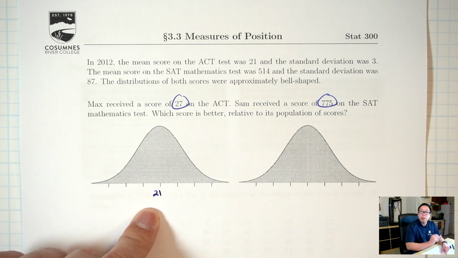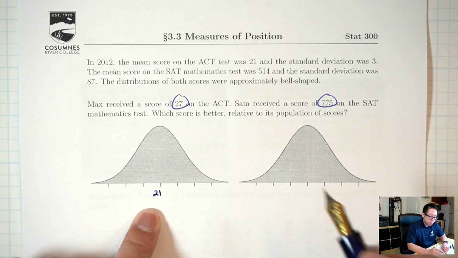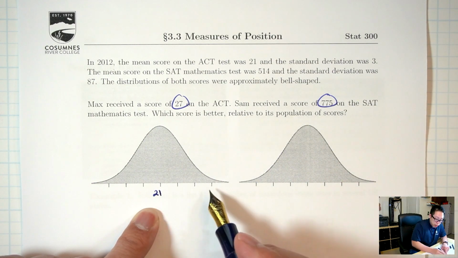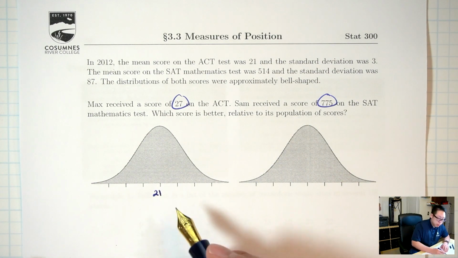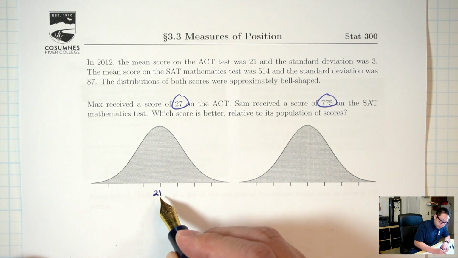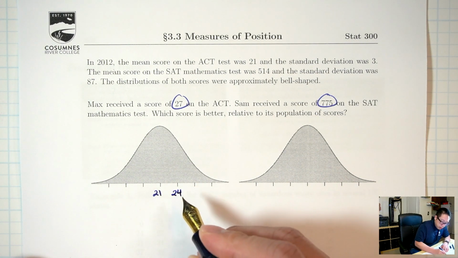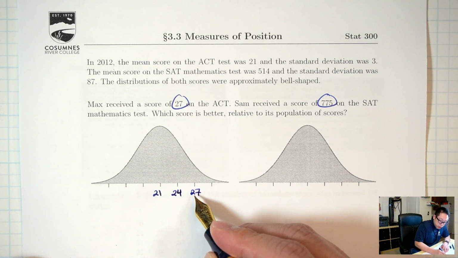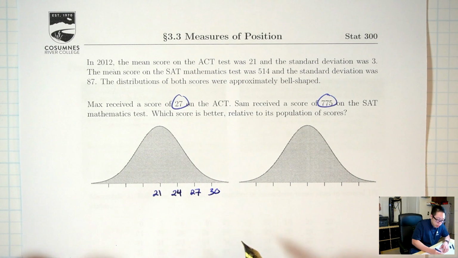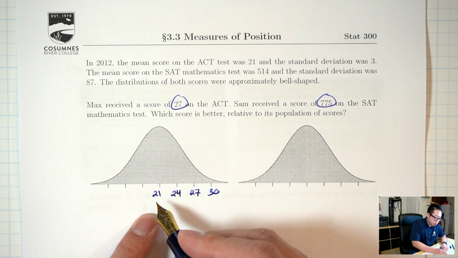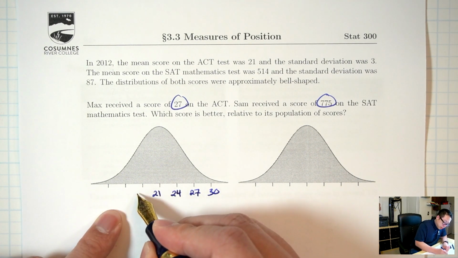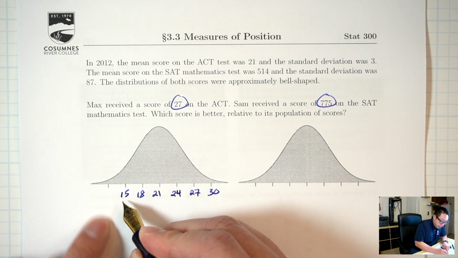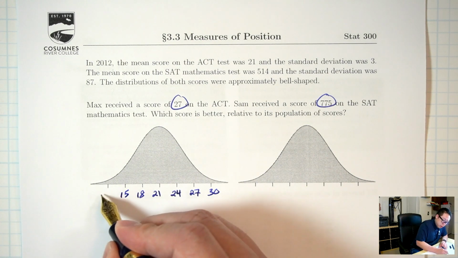And then we're going to use the standard deviation to count upward. Okay, standard deviation for the ACT is 3. So we're going to use 3 to go up 3 times and then also down 3 times. So 21 plus 3 is 24. Plus 3 again is 27. Plus 3 one more time is 30. And then going downward, 21 minus 3 is 18. Minus 3 again is 15. And then minus 3 one more time, 12.